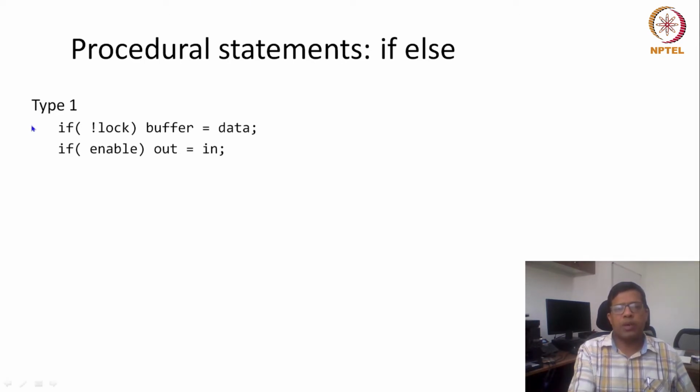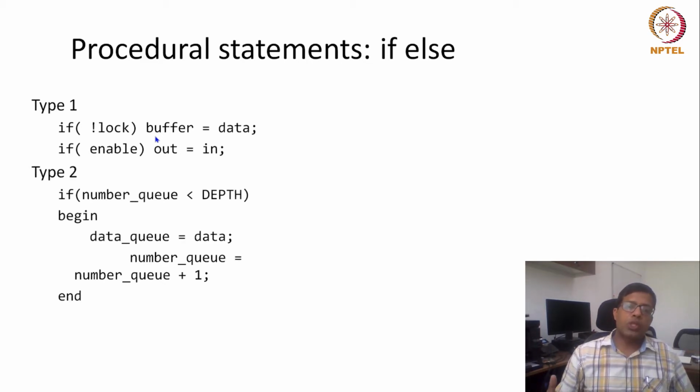So for example, this statement means if enable is 1, then out would be assigned as in. Because we are using an if statement and this equal to sign, this will become a blocking statement. After that, if we are using the next if, then this will also be a blocking statement. In this type of if, even though there is no else, it will still work.